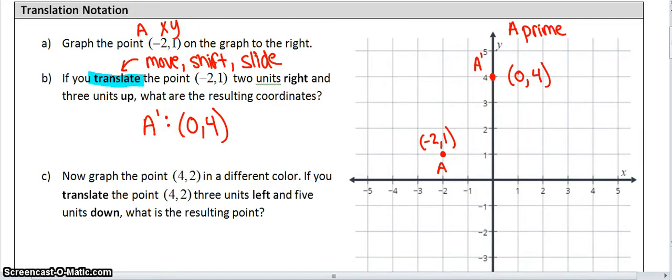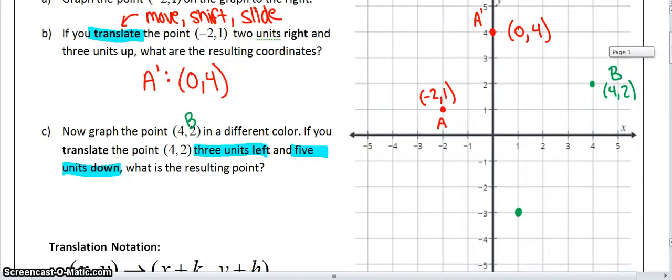Let's try another one. So we're going to do (4, 2) in a different color. I'm going right 4 and up 2. This is point (4, 2). I'm going to call this point B. And I want to translate the point (4, 2). It's going to go 3 units left and 5 units down. So if I want to go 3 units left, I'll go 1, 2, 3 to the left, and I'll go down 5. 1, 2, 3, 4, 5. So this is the transformed B. I'll call this B prime.